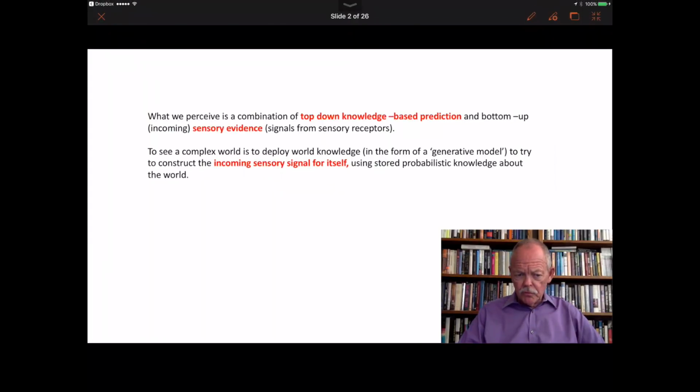I run you through some of the basic ideas we discussed in lectures 3, 4, and 5. Namely, what we perceive with our senses is a combination of top-down knowledge-based prediction and bottom-up incoming sensory information, signals from sensory receptors, for example, the retina. To see a complex world is to deploy world knowledge in the form of a generative model to try to construct the incoming sensory signal for itself using stored probabilistic knowledge about the world.